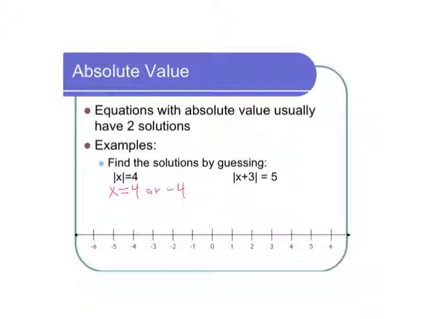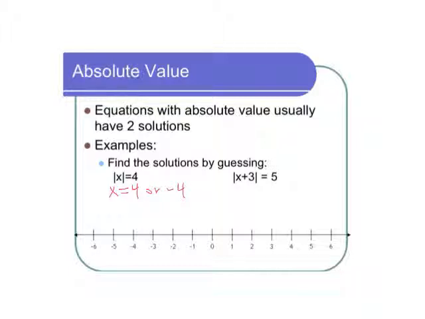Now, in our other example, the absolute value of x plus 3 equals 5, I need to come up with 2 different numbers that make this true. 2 is one that you think of right away, because when I plug in a 2, 2 plus 3 is 5, and 5, of course, is 5 units away from 0. So, what's the other number? Negative 2? Do you think negative 2 works? A lot of people guess negative 2, because in the last problem it was 4 and negative 4. Why wouldn't it be 2 and negative 2?